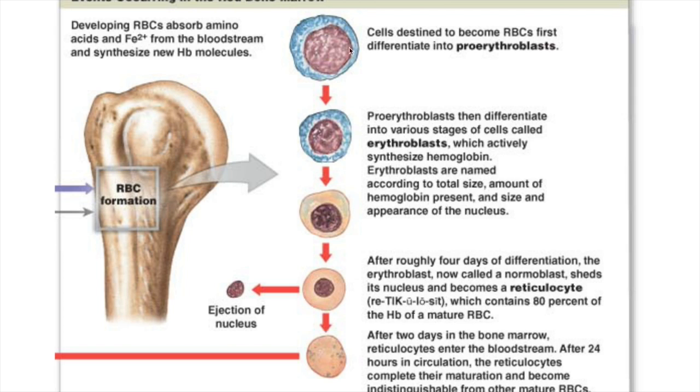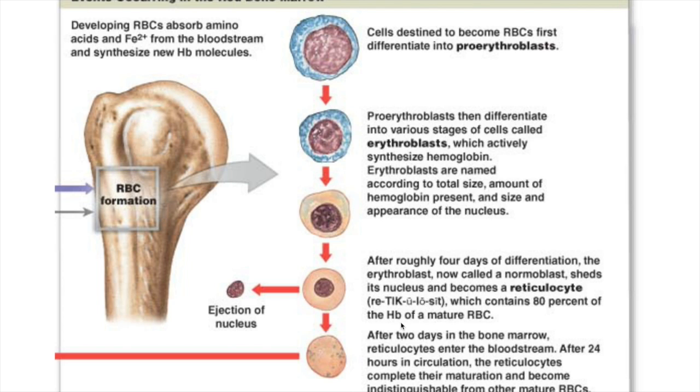they start out as hemocytoblasts, which then become proerythroblasts. And basically the first thing they do is they make a whole bunch of ribosomes, and then those ribosomes make a whole bunch of hemoglobin, and then once it's pretty much full of hemoglobin, they eject the nucleus, and then they're left with that biconcave shape.